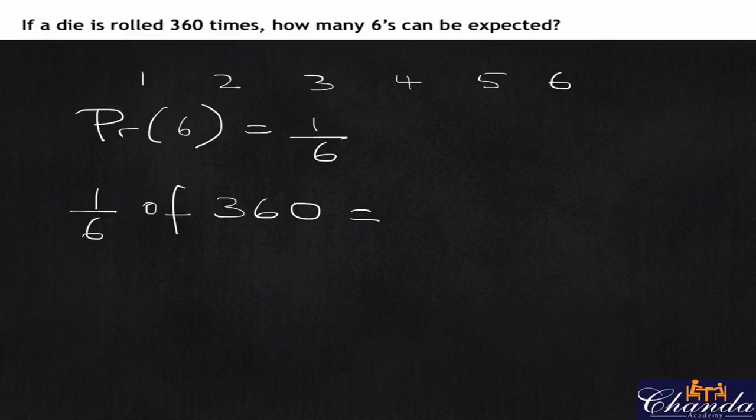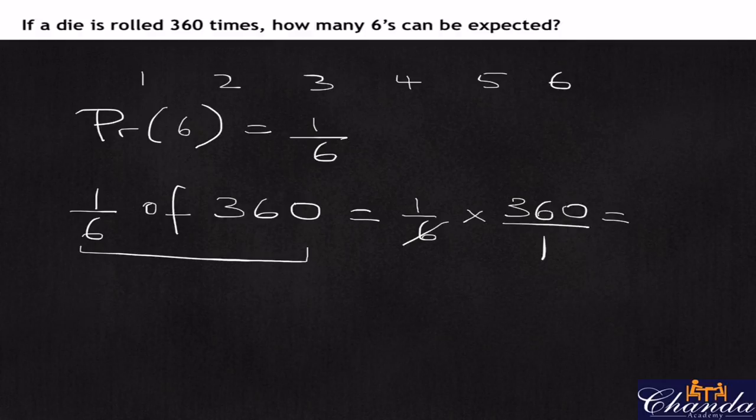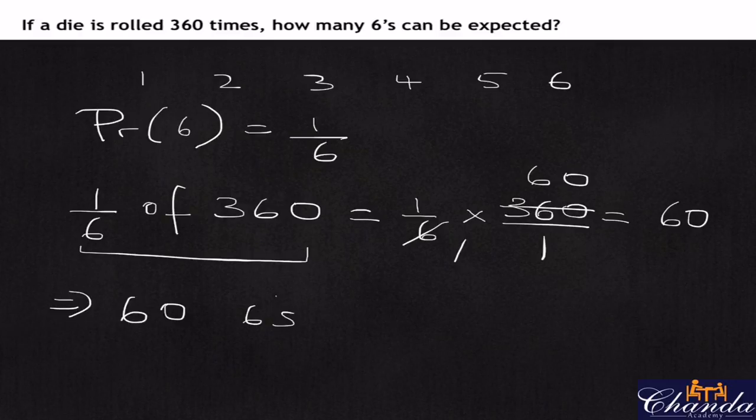Obviously, it's not going to be exact because sometimes probability doesn't always match up, right? So sometimes it can be fives coming up in a row, or sixes, or threes coming up all the time. But obviously, this is how we predict probability. So 1/6 times 360. 6 goes into 6 once, 6 goes into 360, 60 times. So that gives us 60. Therefore, 60 sixes can be expected. Fantastic. Let's move to the next question.